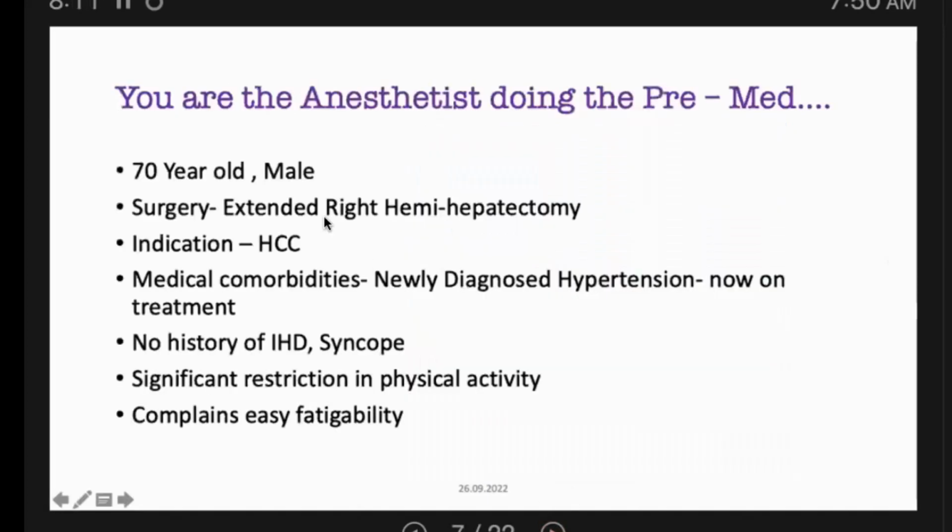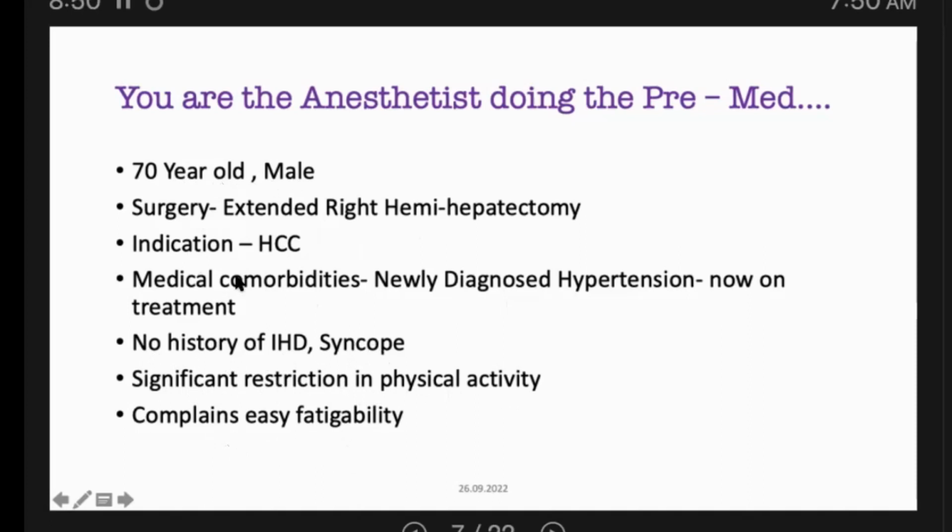So you are the anesthetist doing the pre-med. Let's imagine a patient. Well, this is a real patient, actually, that we did a few weeks ago. So you are the anesthetist seeing the patient as the very first doctor. A 70-year-old male who was decided to go ahead with an extended right hemihepatectomy. The indication was hepatocellular carcinoma, and he had medical comorbidities. He was a newly diagnosed hypertensive, currently started on treatment, with no history of ischemic heart disease or syncope, but there was significant restriction in his physical activity, and he was complaining of easy fatigability.